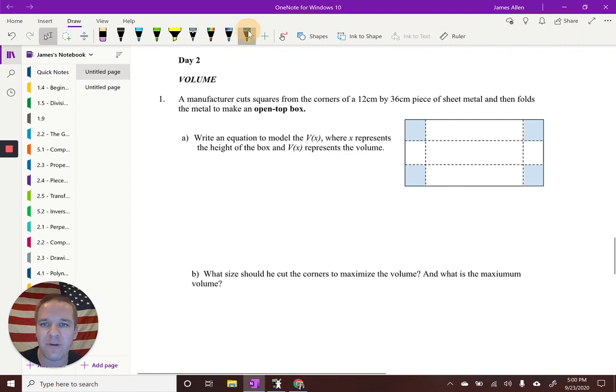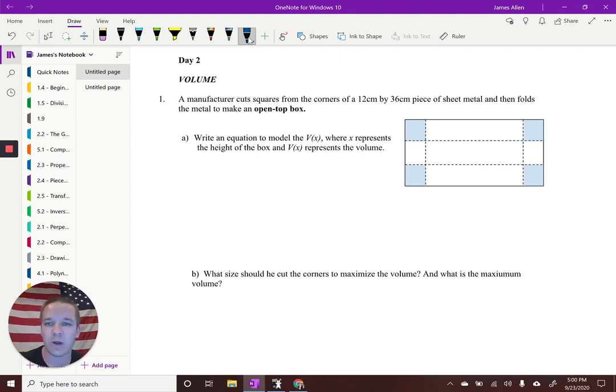We have a manufacturer who cuts squares from the corners of a 12 centimeter by 36 centimeter piece of sheet metal and then folds the metal up to make an open top box. You've seen this maybe with cardboard before, like if you get a gift box. You can see it fold up. It's kind of the same idea.